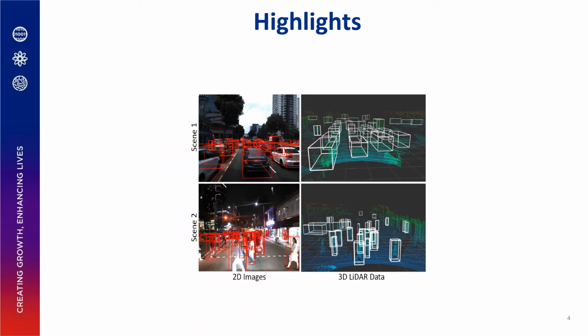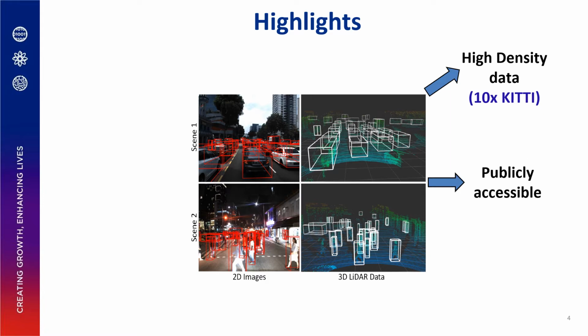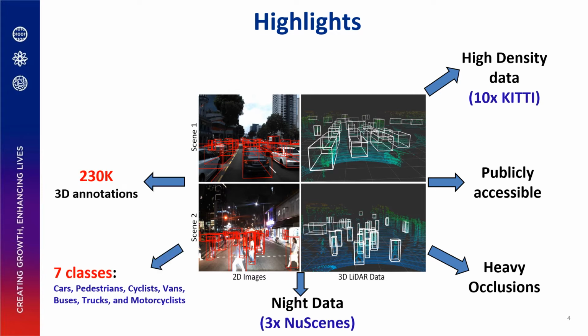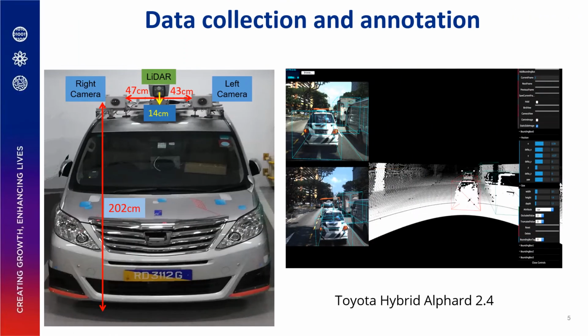Some of the highlights of our dataset are that it contains high density data, is publicly accessible, contains heavy occlusions, also contains a significant amount of night data, has 7 classes for annotations, contains 230,000 3D annotations, and has 39,000 annotated frames. We used a Toyota hybrid to collect our dataset.